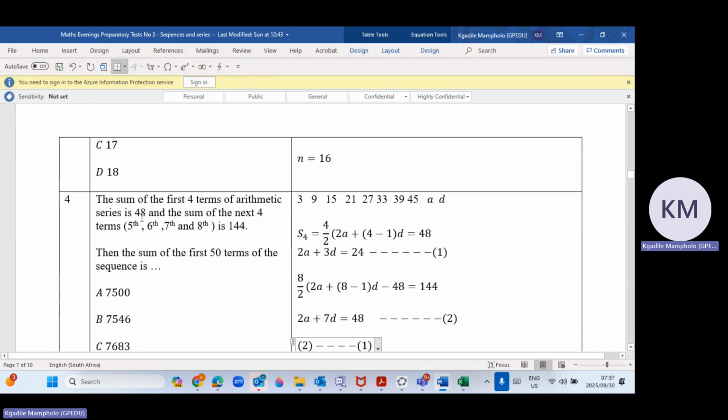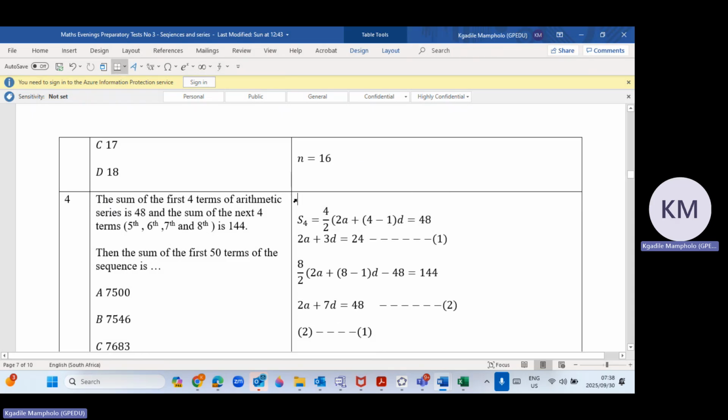Number 4. The sum of the first 4 terms of an arithmetic series is 48, and the sum of the next 4 terms, meaning the 5th, 6th, 7th, and 8th, is 144. Then the sum of the 50 terms of the sequence is, let's start. We start with the given statement.